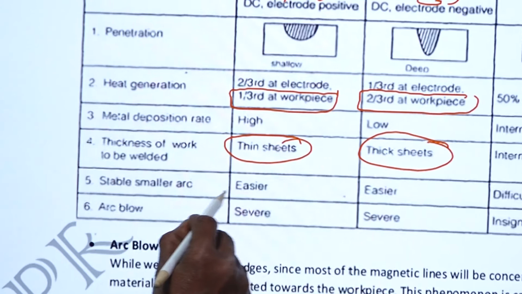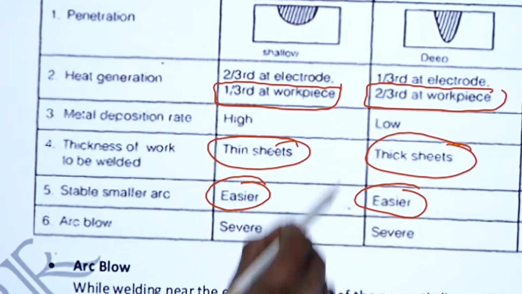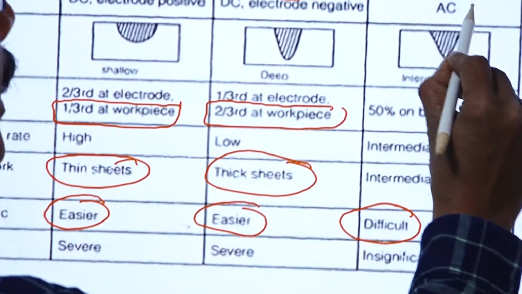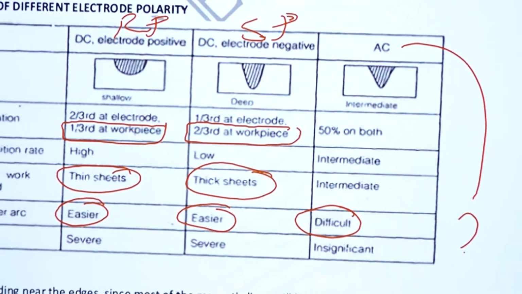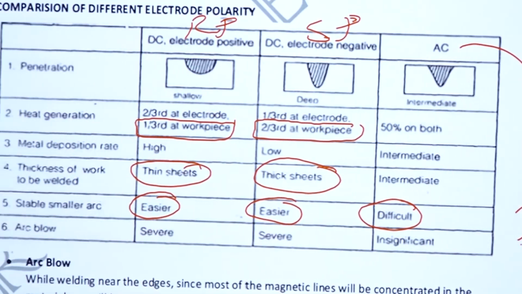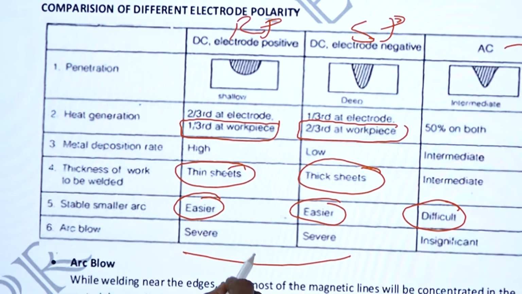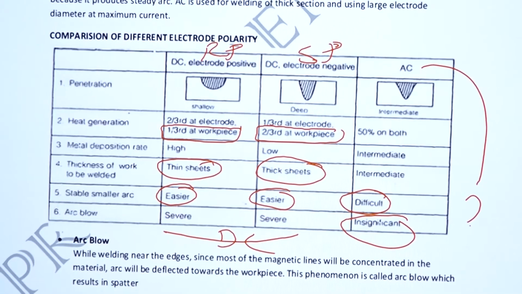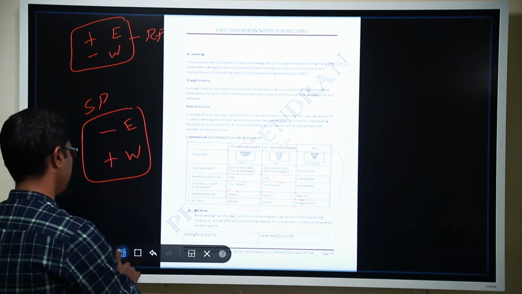And arc stability is easier in reverse polarity and easier in straight polarity, but arc stability is difficult in AC. Arc blow is severe in DC but insignificant in AC. So these are the major things we have to concentrate on as per the polarity.